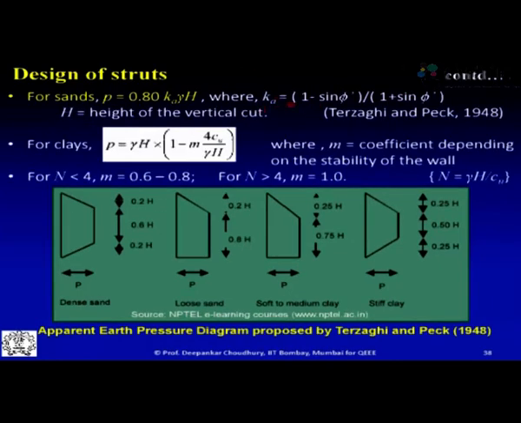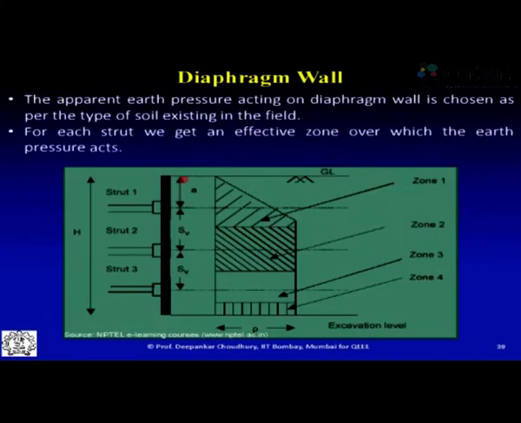Now once somebody calculates what that intensity is for the sand, later on Peck mentioned that instead of taking 0.65 gamma H uniform throughout, if we consider a distribution like this, you can take 0.8 times Ka gamma H depending on the dense type of sand. Now on the diaphragm wall or the sheet pile wall which is supporting here, how much earth pressure is coming is the apparent earth pressure.